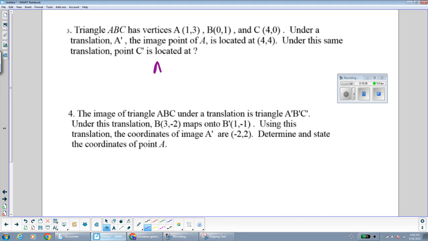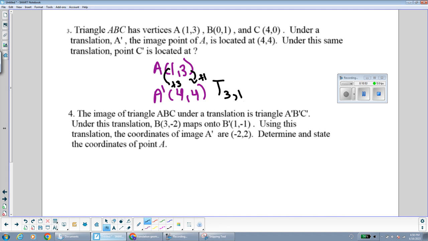So A was 1, 3, and it tells us that A prime was 4, 4. So let's look at what happened. On the x coordinate, 3 was added. On the y coordinates, 1 was added. So this is a translation of 3 to the right and 1 up.